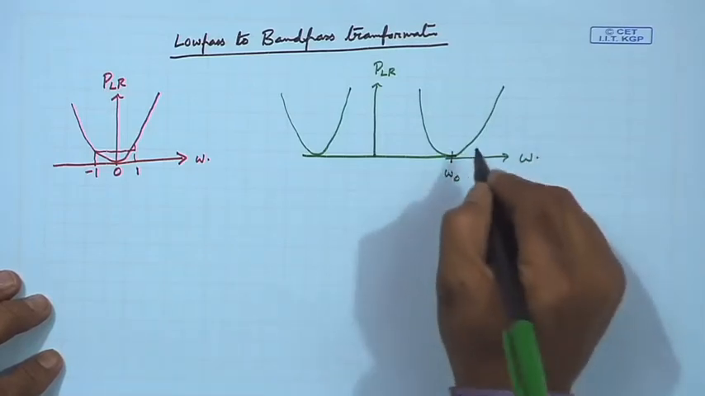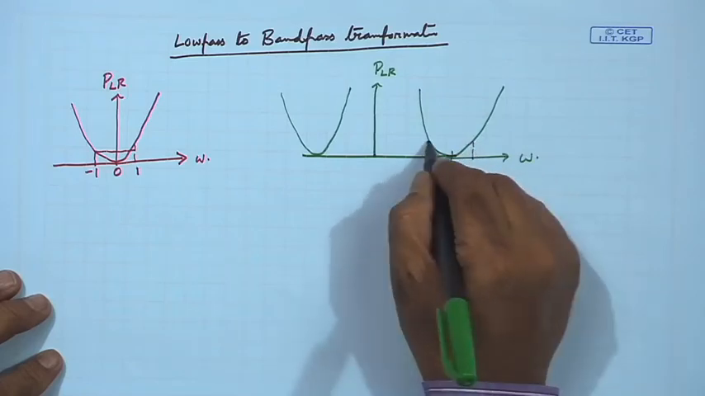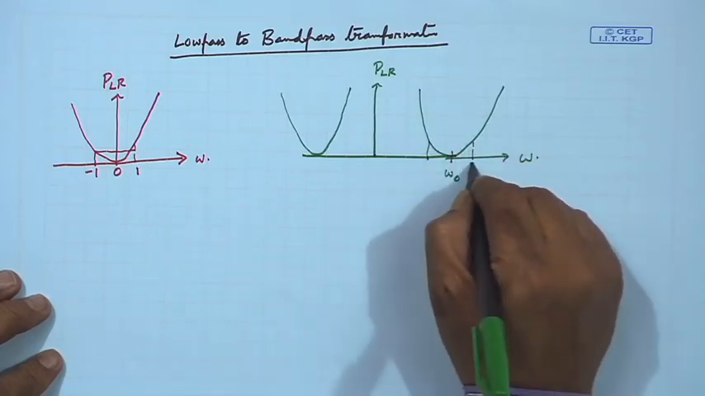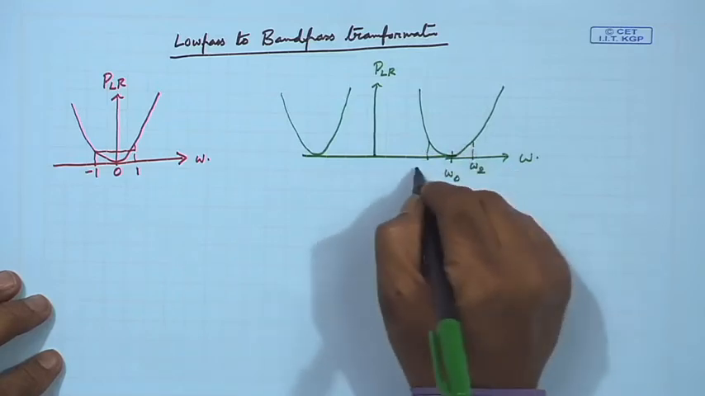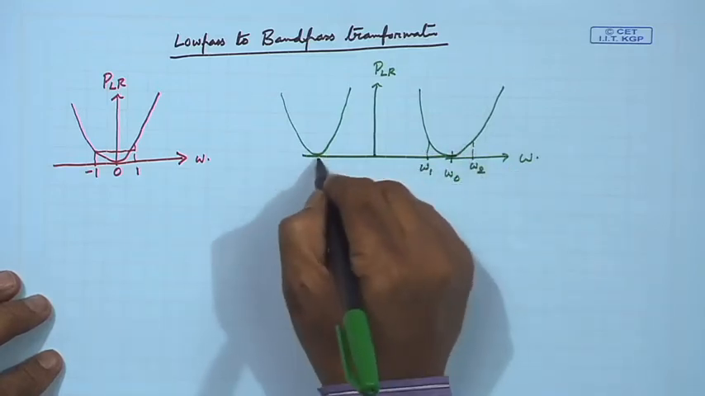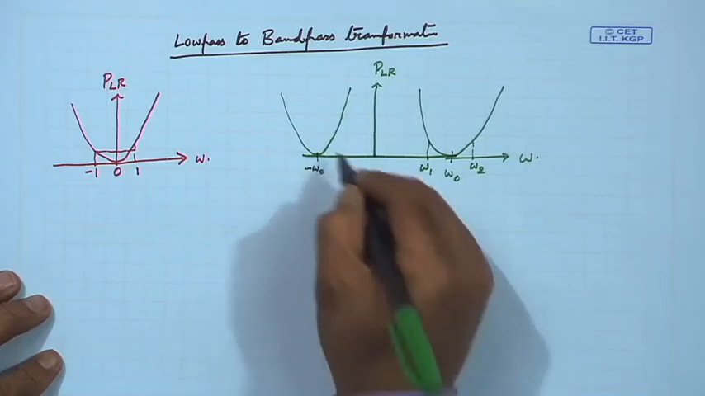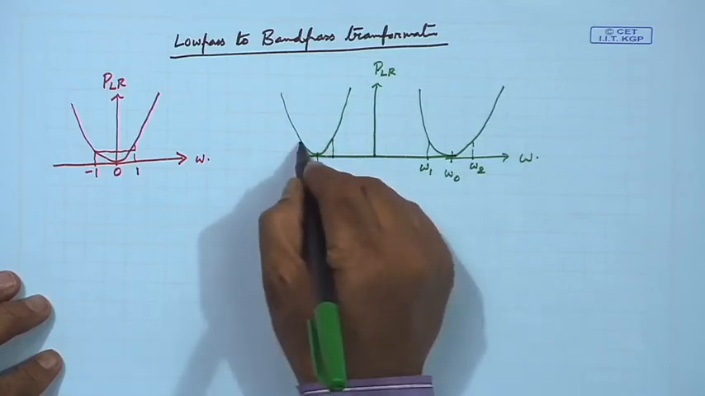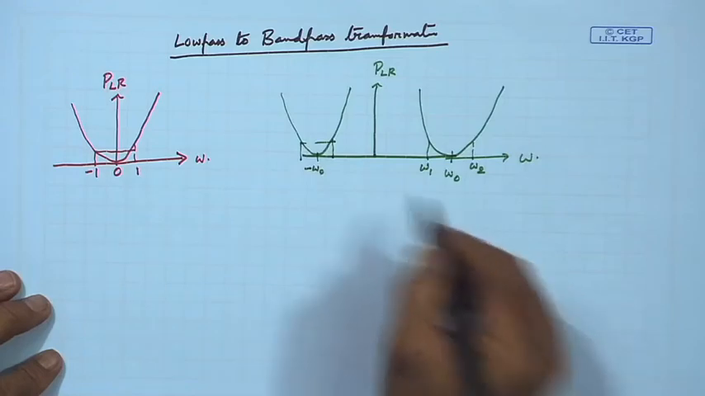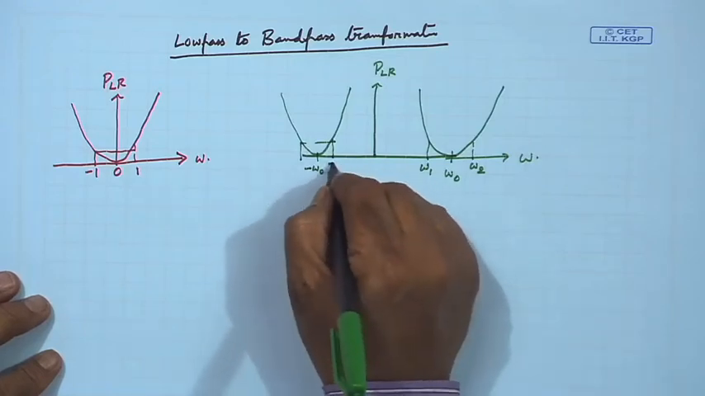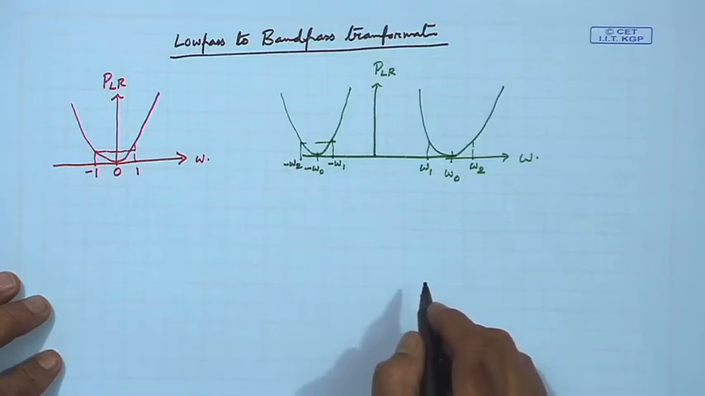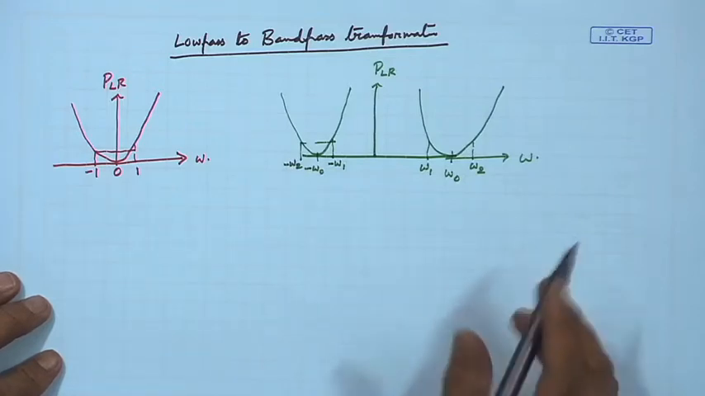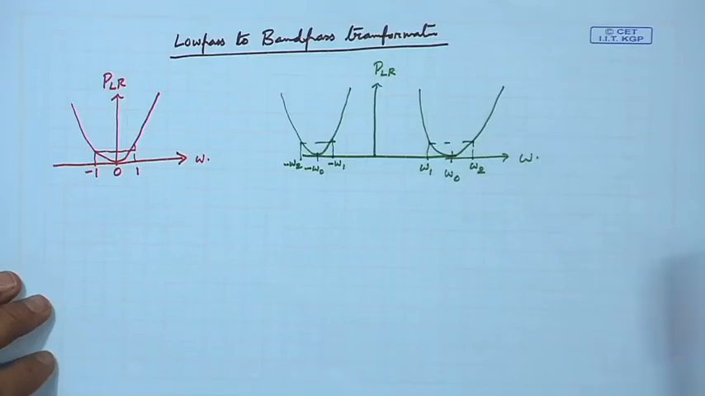Then you see I want it to go to omega naught, and also there will be a high frequency up to which it will pass. Let us call this omega 1. Similarly, here it will be minus omega naught, this is minus omega 1 and this is minus omega 2. Okay, so this is the thing.